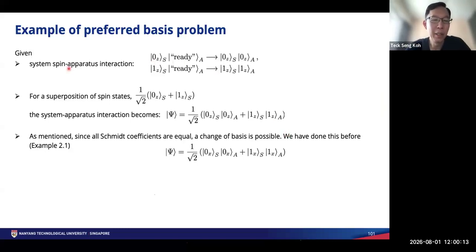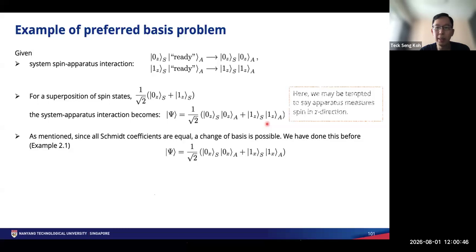Okay, so again, we look at a system environment or system apparatus interaction. Let's say we are looking at a single spin. The spin could be up or down, or 0, 1. And then the apparatus measures it faithfully in a certain basis. If you then have a superposition of your system, then you get the system apparatus being entangled. But as we saw earlier on, this entanglement can be expressed in different bases. It will still be entangled.